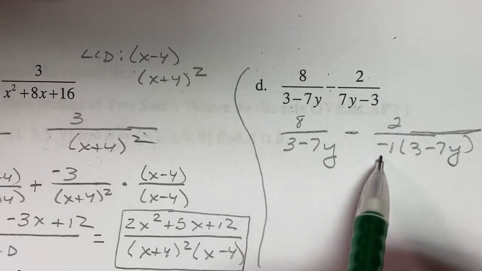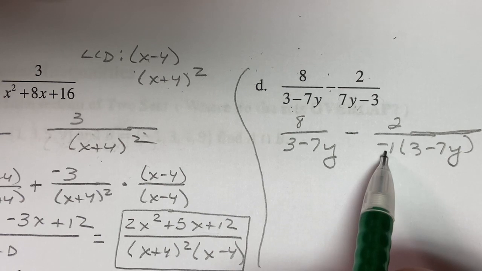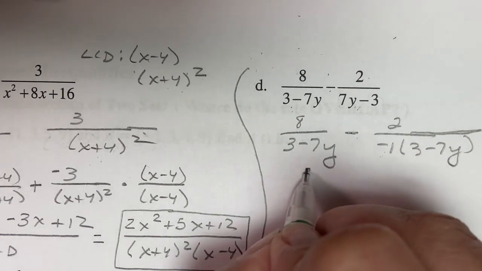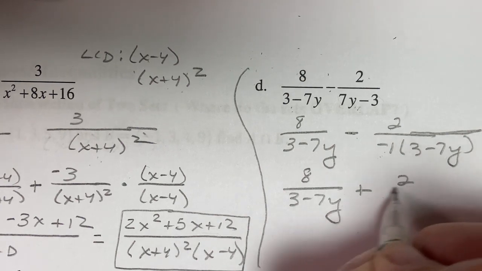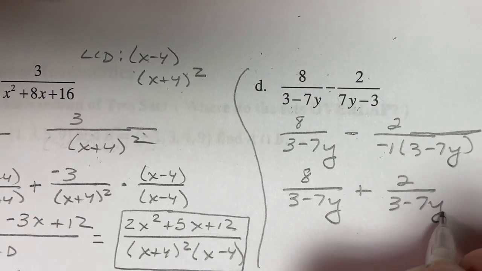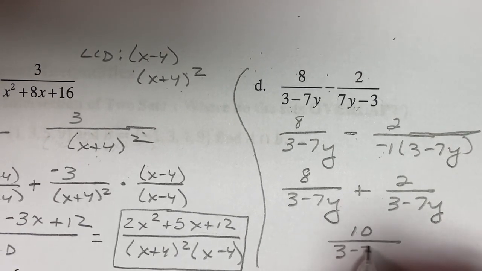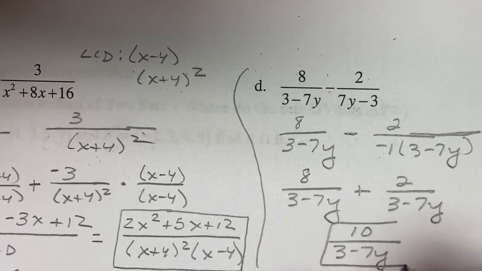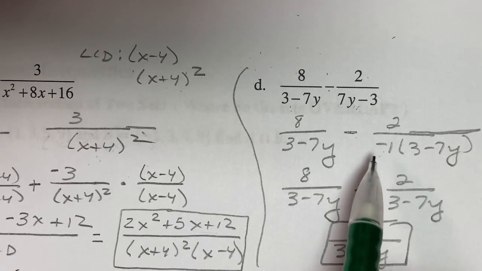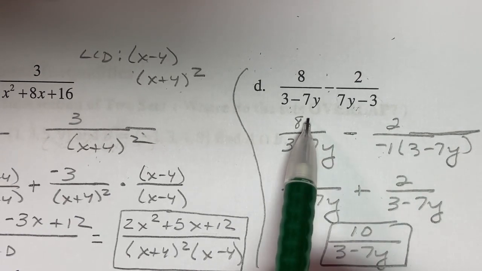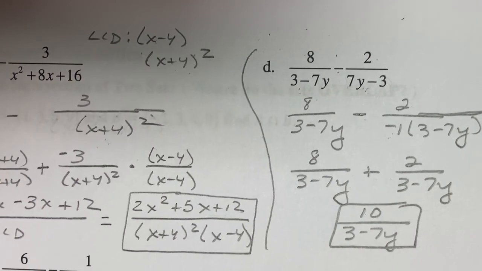And now again, that -1, I can put it up here and make that into a -2, or I could put it here and make that into a plus, which is what I am going to do. Which would give me, for a grand total of an answer, 10 over 3 minus 7y. If you look, if I had just made this a -2, we would have ended up with 8 minus -2, which is still 10. So you're still going to get the same answer.